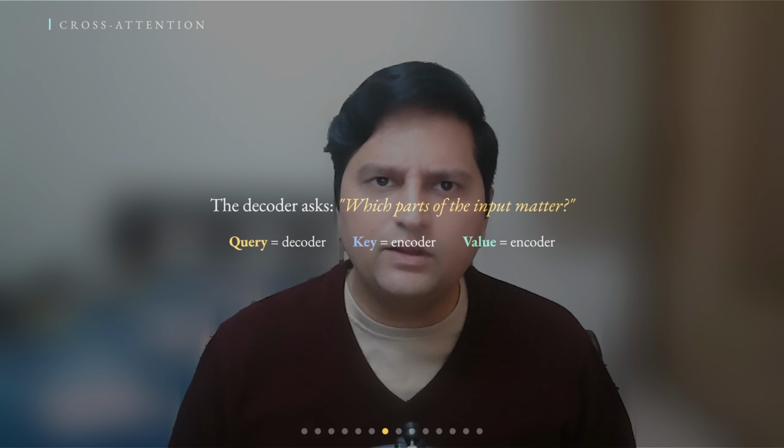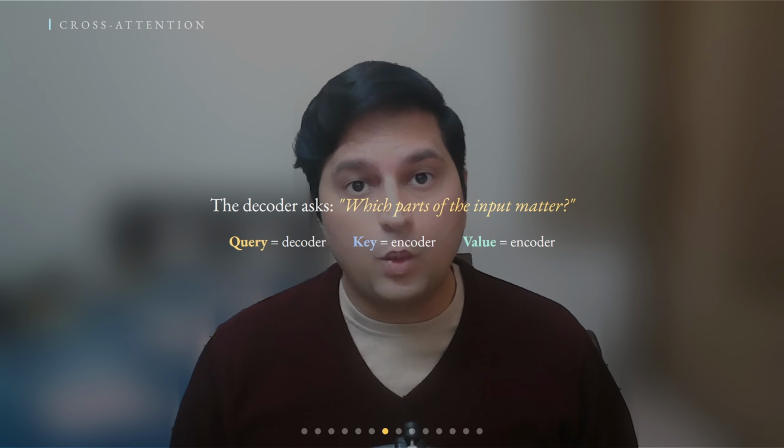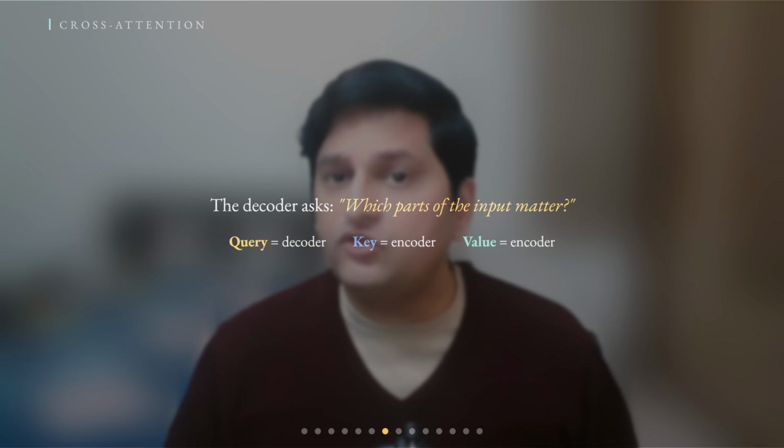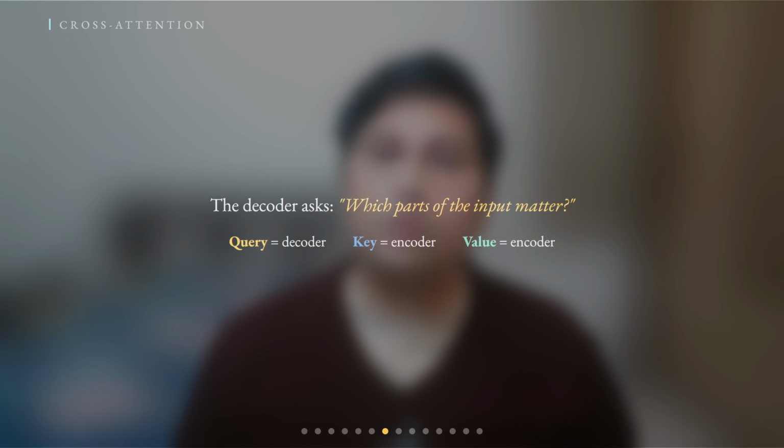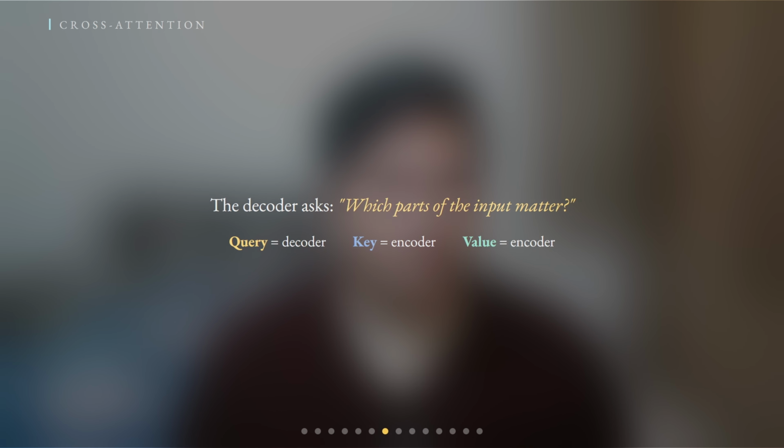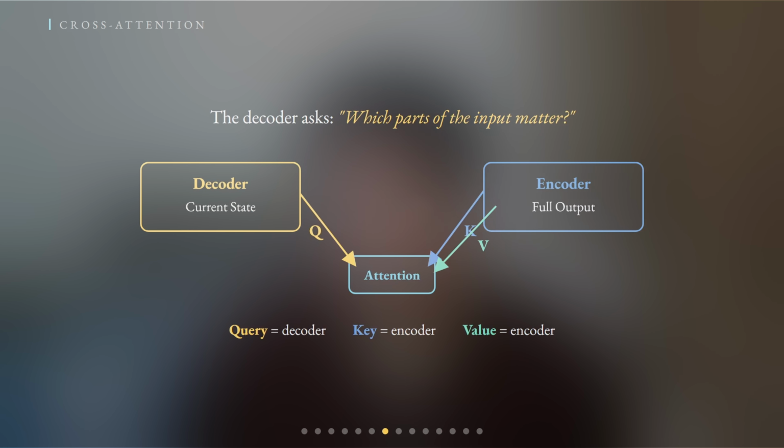Think of it in this way. The decoder is a writer working on a translation. Self-attention lets the writer reread their own draft. Cross-attention lets the writer look back at the original document they are translating from. Look carefully at this diagram. The query, the Q, comes from the decoder. That is, the decoder asking the question, what part of the input should I focus on? The key and value, that is K and V, come from the encoder. That is, the encoder's stored understanding of the input.